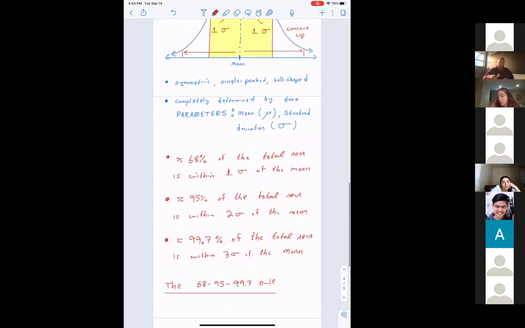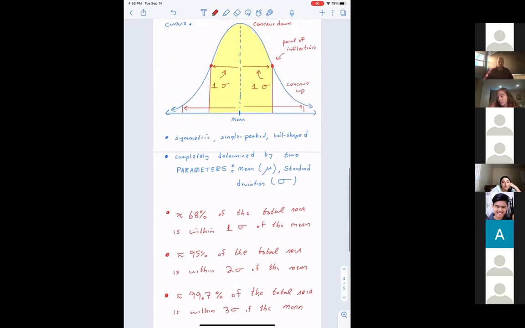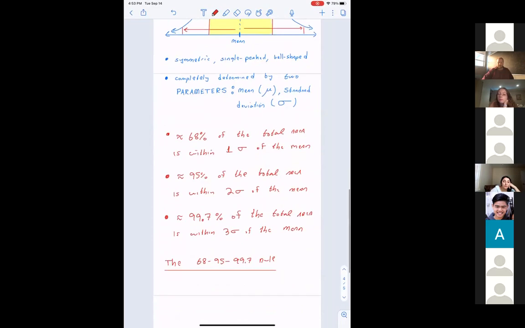Be very careful. It's not 68 to 95, that's 1. 68 is 1. If I go 1 sigma both ways, that's 68. If I go 2, that's 95. If I go 3, that's 99.7. But the numbers are not connected. 1 sigma, 68. 2 sigmas, 95. 3 sigmas, 99.7. The 68, 95, 99.7 rule is just that.